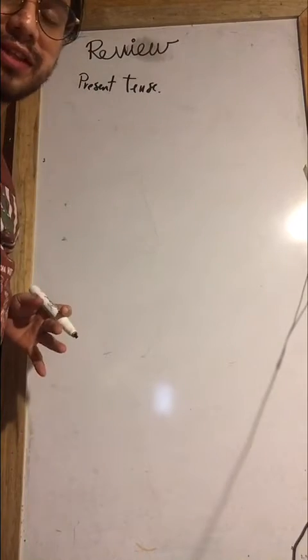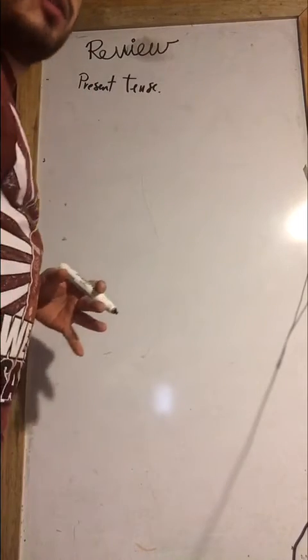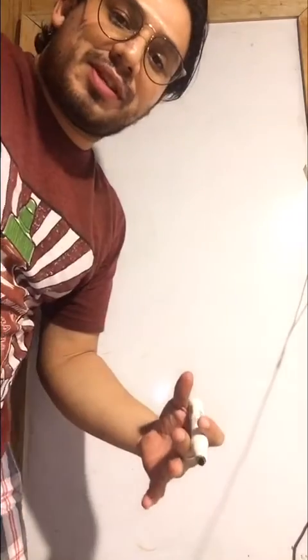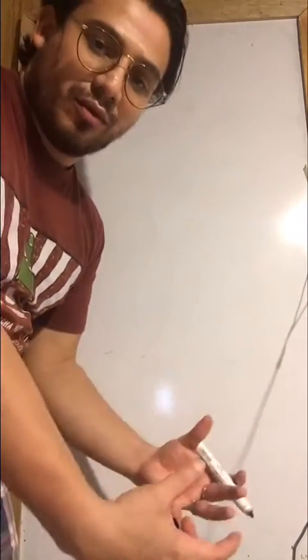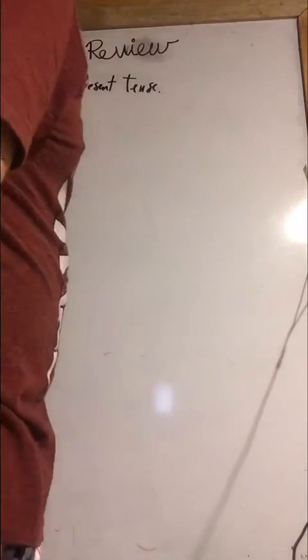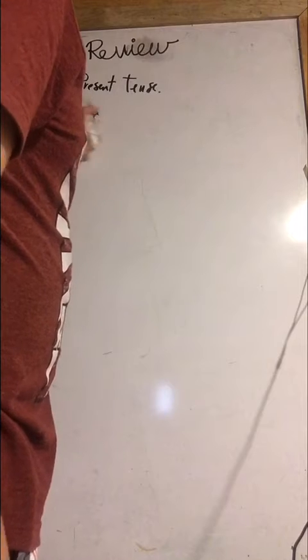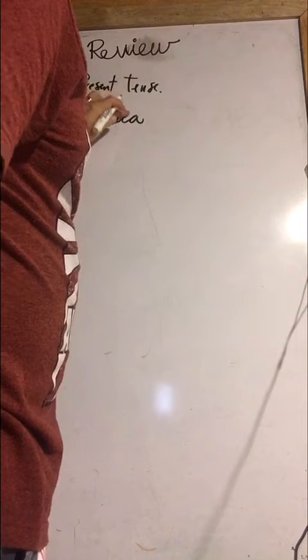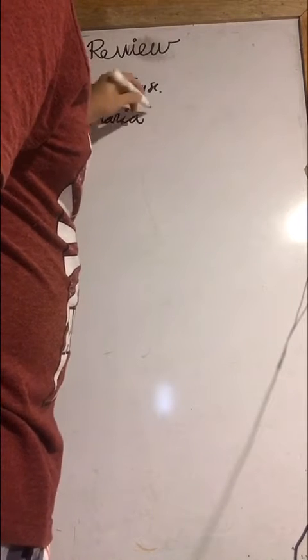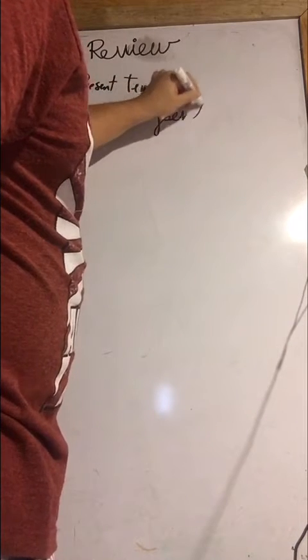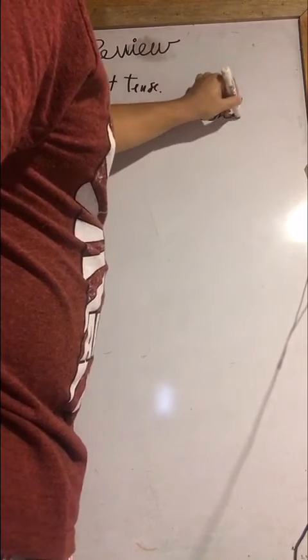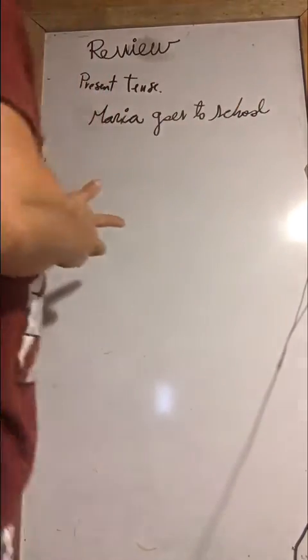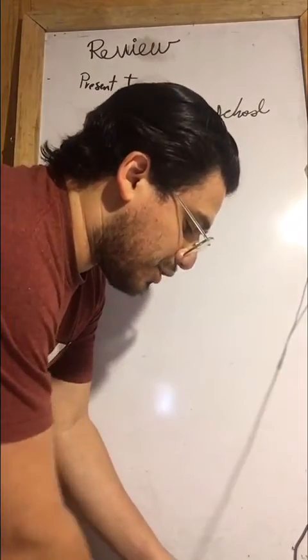After we have our sentence in the present tense, we have to make it. So you know that sentences in the present tense are things that happen now. For an example, Maria goes to school.